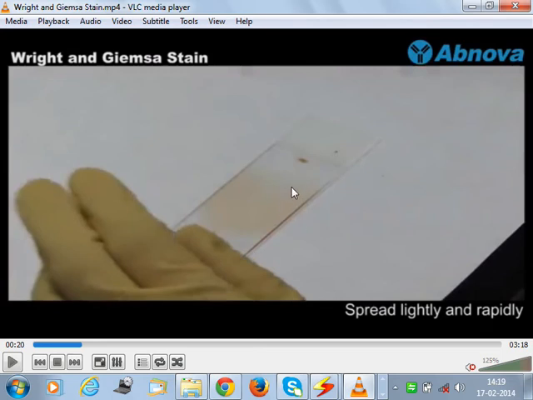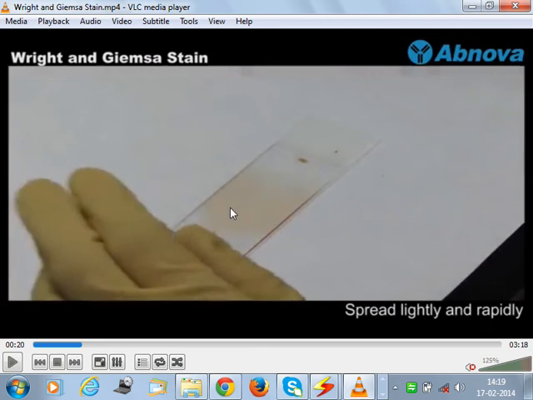Or the smear will not be long enough. Won't get a long enough smear. You see the smear long enough? It should cover almost 3/4 of the slide. Good smear. Most important, it should be thin enough.